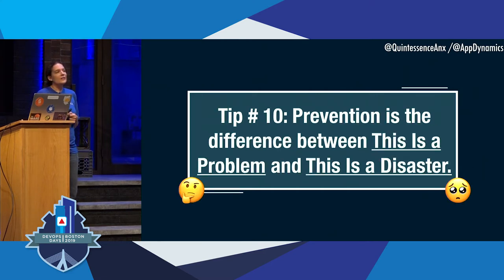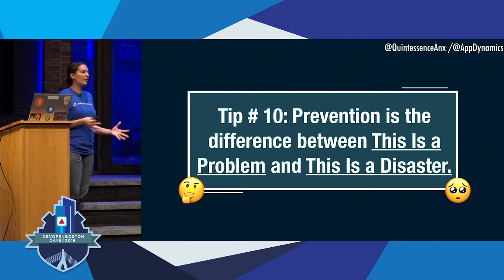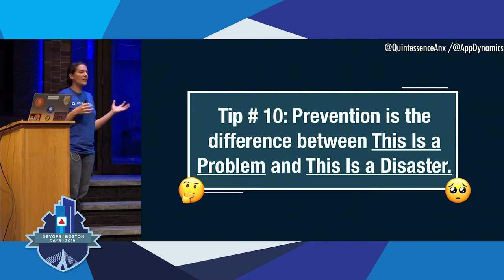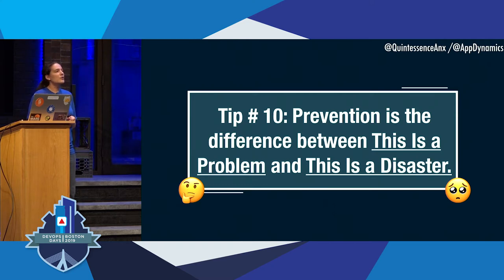Tip number 10 is, again, prevention is important, and it is the difference between this is a problem and this is a disaster. There is a difference between, I wish you didn't have this log file, and I really needed you to not have this log file. And I see some of you laughing. You know, I feel like you know in your soul this is true. So it's very important to protect everything going into the file before it's shipped anywhere, before it's even written to a file, right, at that generation stage. And that can save you a lot of heartache later.